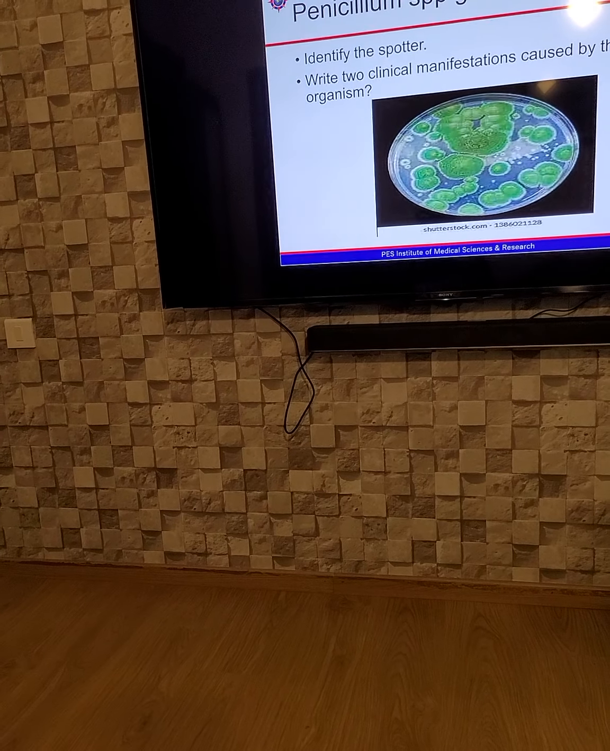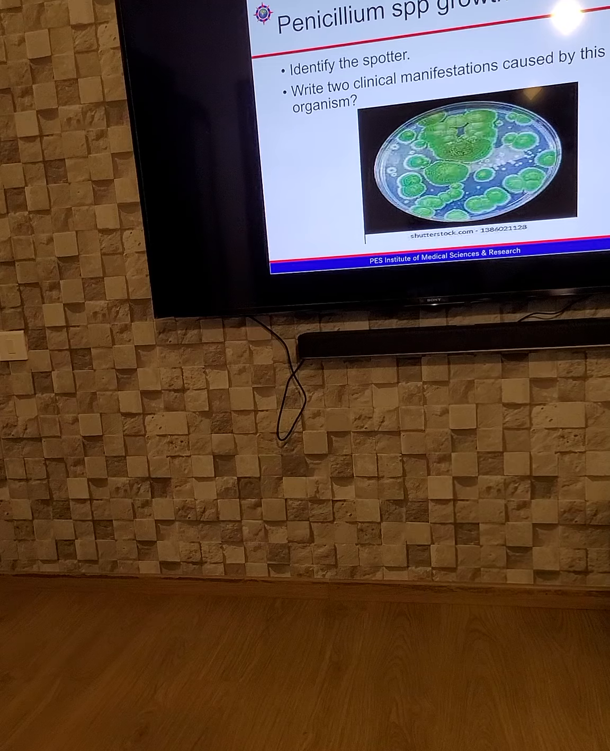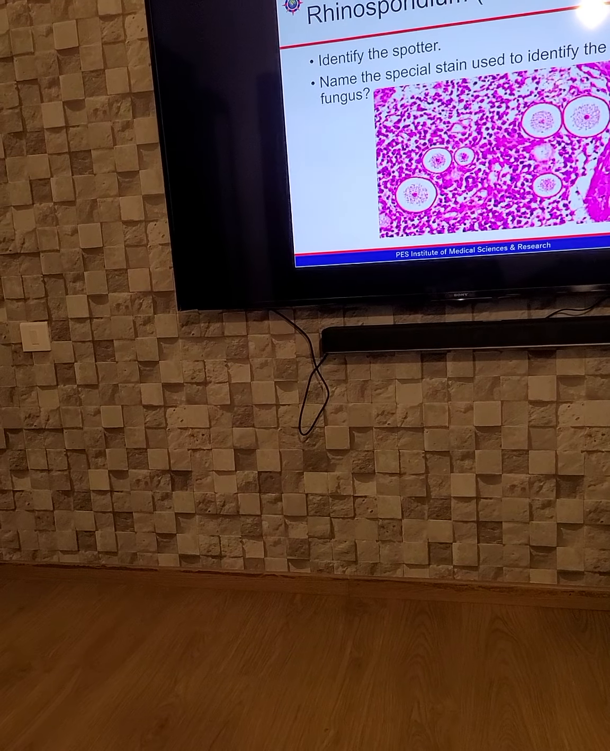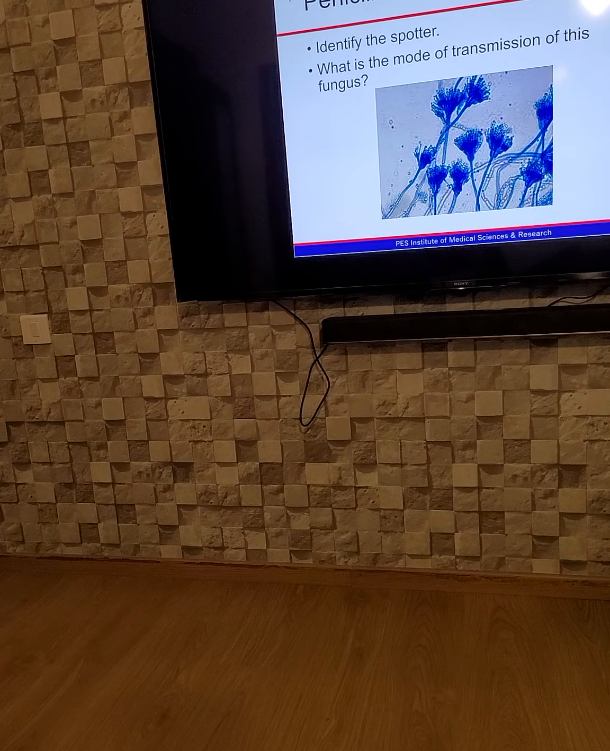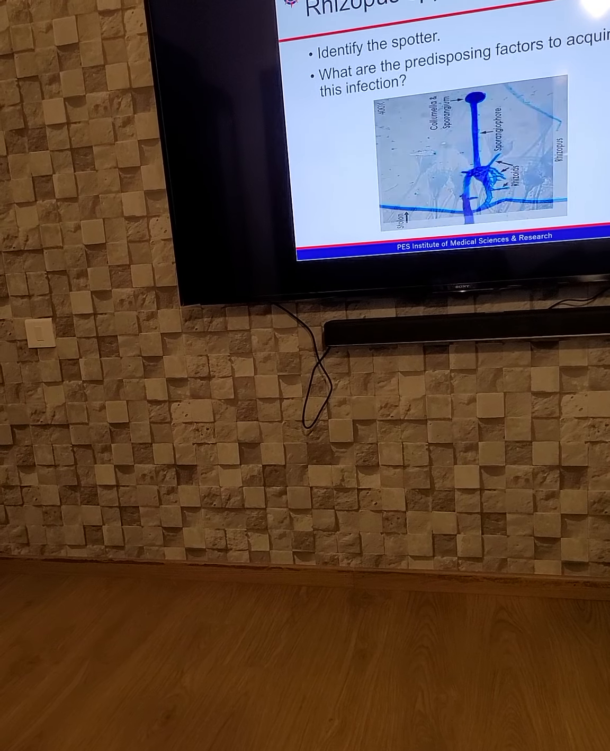That is Penicillium on Sabouraud dextrose agar. And this is Rhinosporidium seeberi. It has not been cultivated in the laboratory. This is Penicillium species. It looks like a broom.